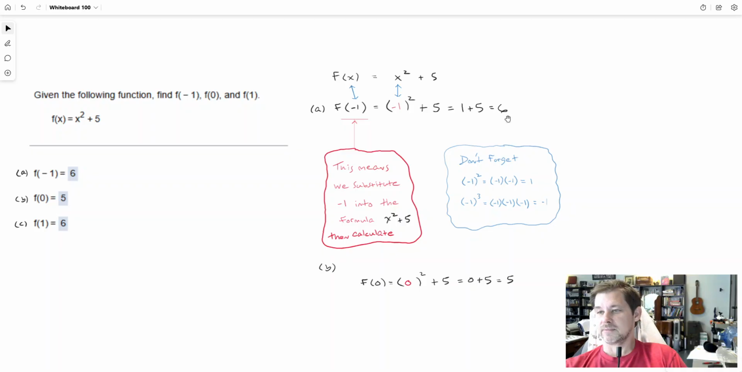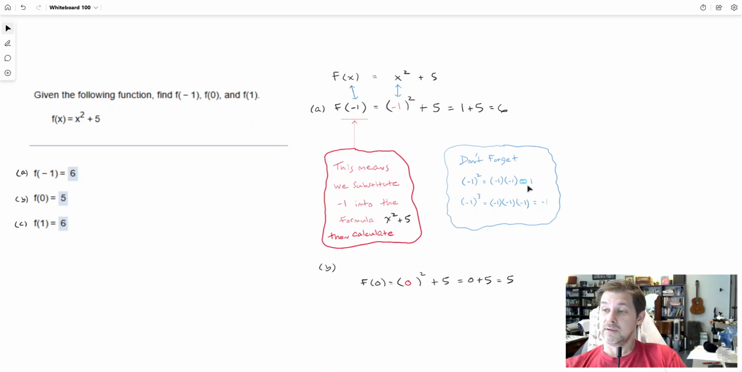When I put -1 into that formula and I follow the order of operations, I get 6. Now, real quick about the exponent. Did you know -1 to the second power is 1? Why is that? Well, what do exponents mean? If I say -1 with an exponent of 2, it means I multiply -1 by itself 2 times. That's -1 times -1. And a negative times a negative is a positive, and 1 times 1 is 1.